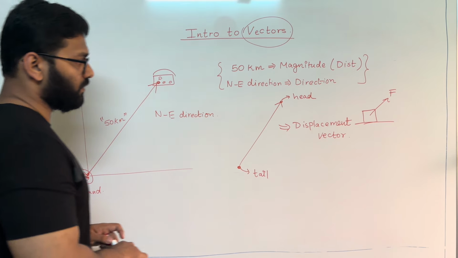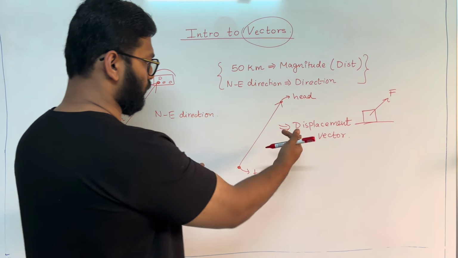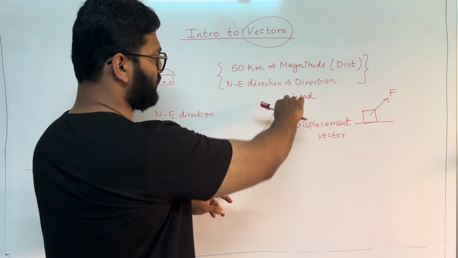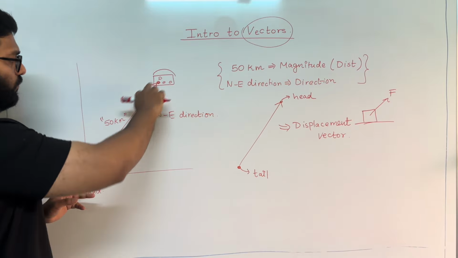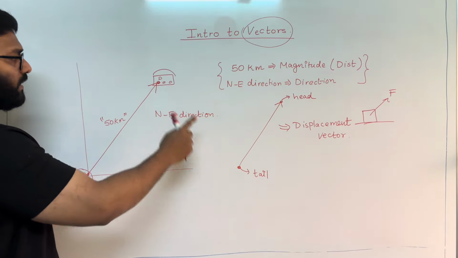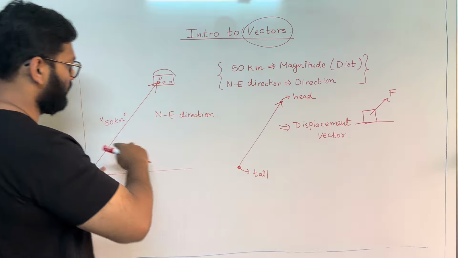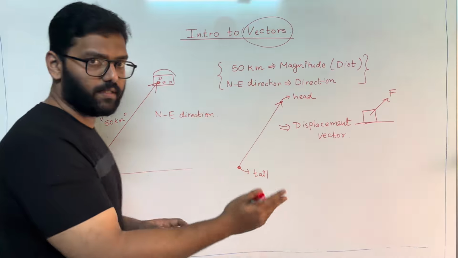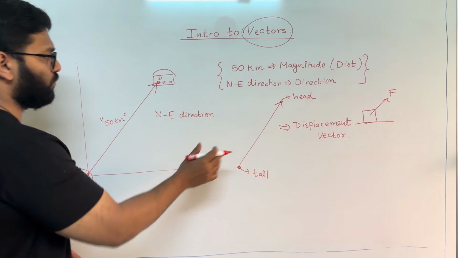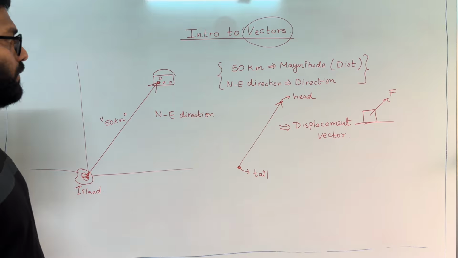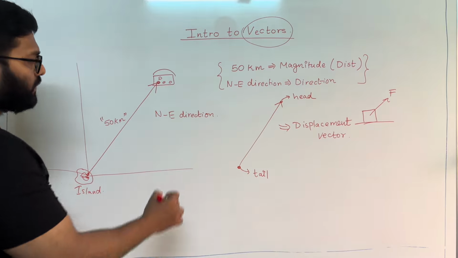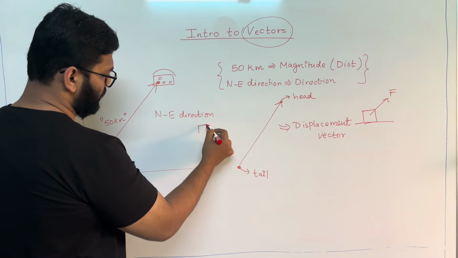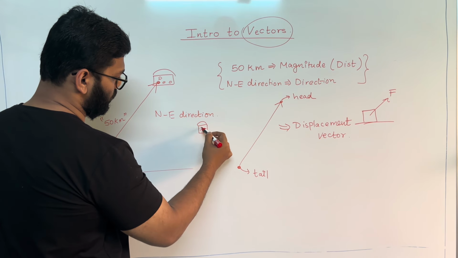Okay, right? Now we have shown how the vector looks like. The magnitude is given by an appropriate scale. If 1 kilometer is 1 centimeter, then 50 kilometer is 5 centimeter. That scale you can use and show this vector like this. Okay. Now what if the treasure was somewhere here?